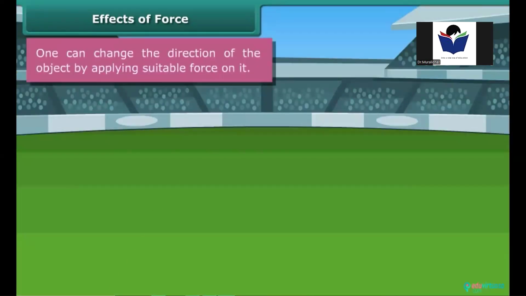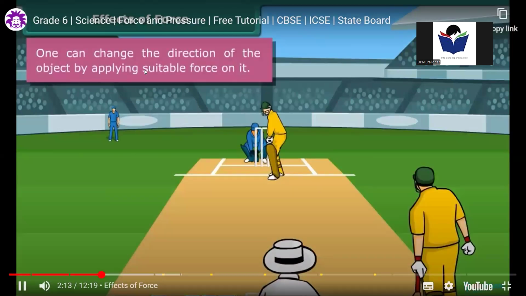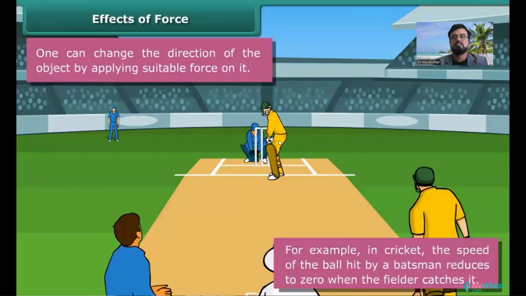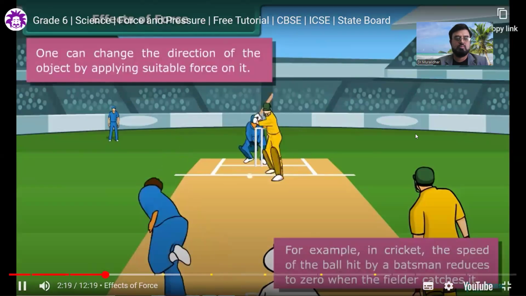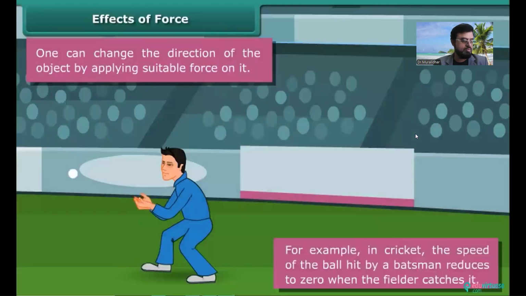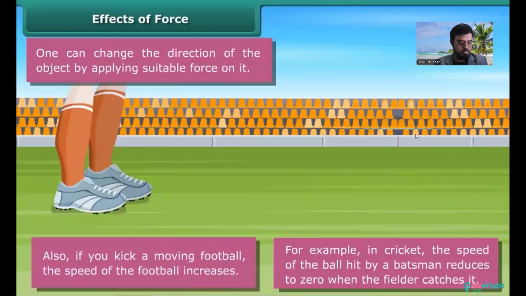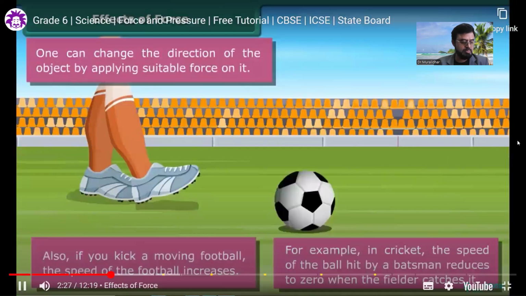One can change the direction of the object by applying suitable force on it. For example, in cricket, the speed of the ball hit by a batsman reduces to 0 when the fielder catches it. Also, if you kick a moving football, the speed of the football increases.